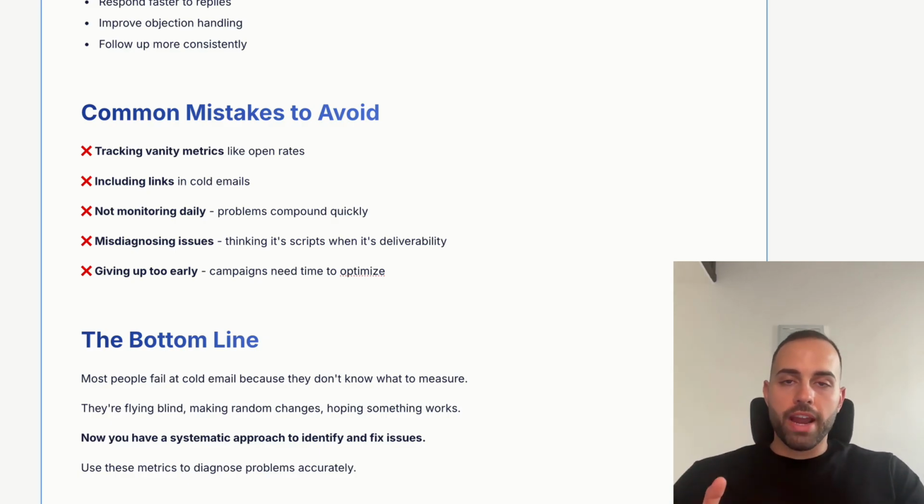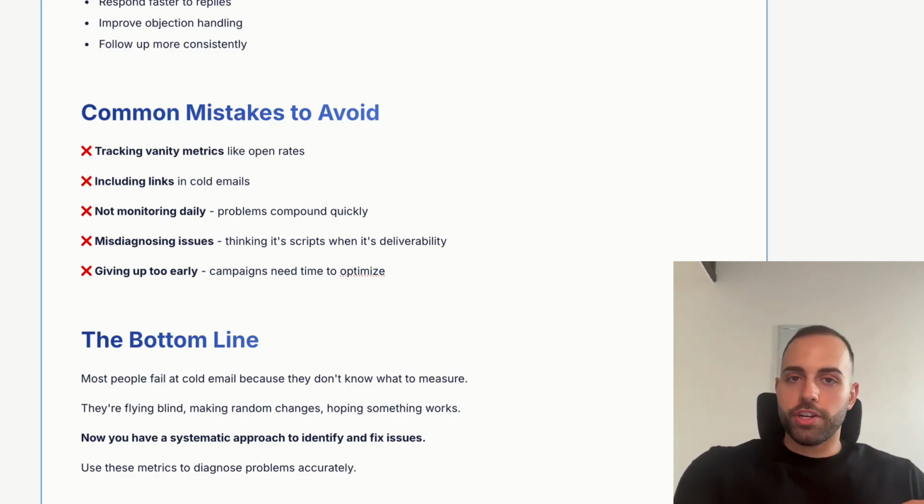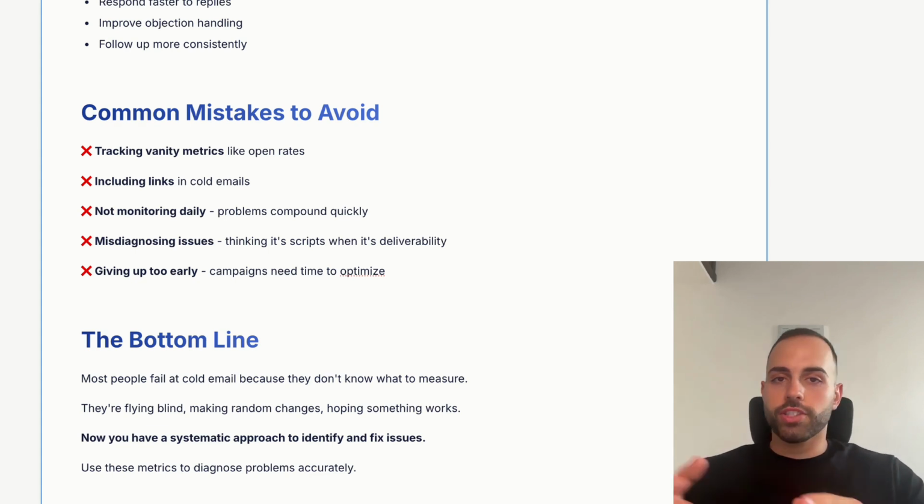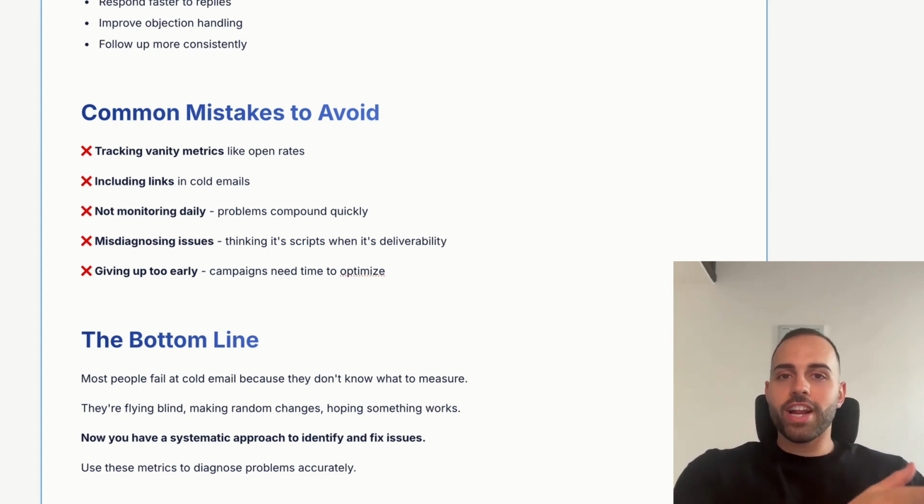If you have a low reply rate, that's a deliverability issue. If you have a low positive reply rate, that's a script issue. So next time you have a low positive reply rate, don't go ahead and change your infrastructure, because it's not going to change anything if you don't actually change the cause of the problem.